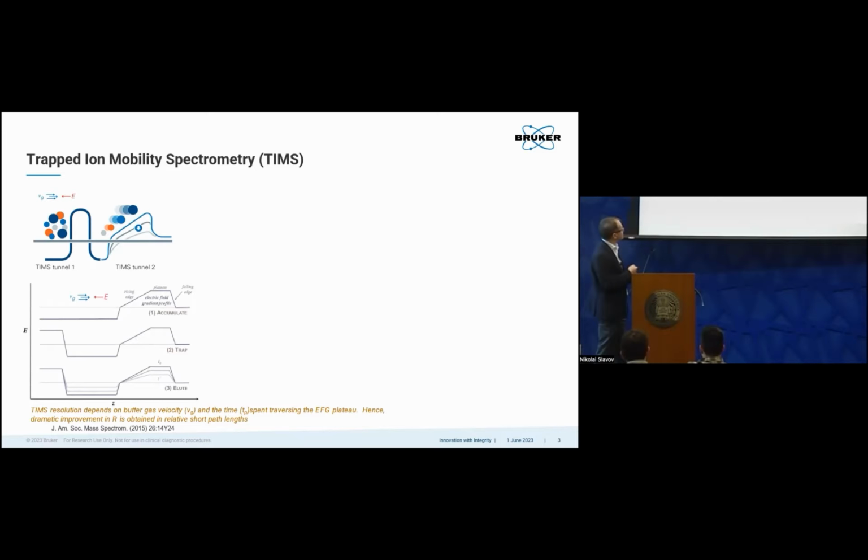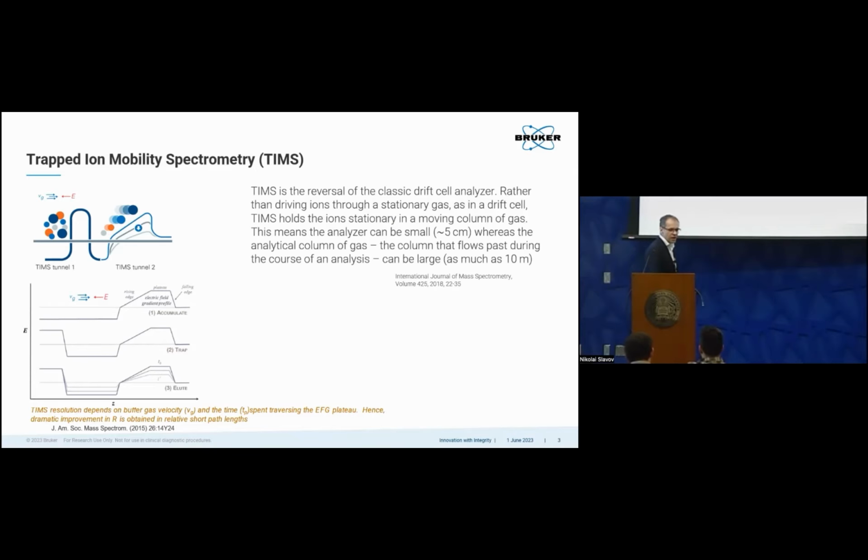The resolution that you can achieve actually depends on how slowly you ramp down this electric field. To achieve resolutions of 200 to 300, you need a ramp of about 200 milliseconds. But in a typical proteomics experiment, we can achieve resolutions of about 80 to 100 with this approach. So really that resolution depends on how long the ions spend traversing this plateau as we drop the electric field.